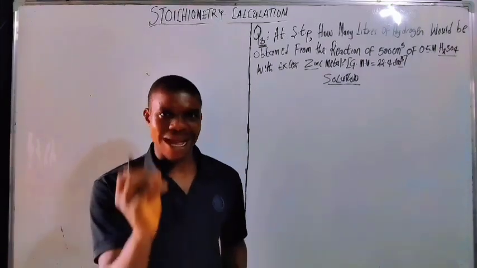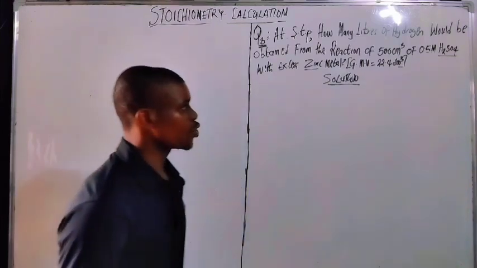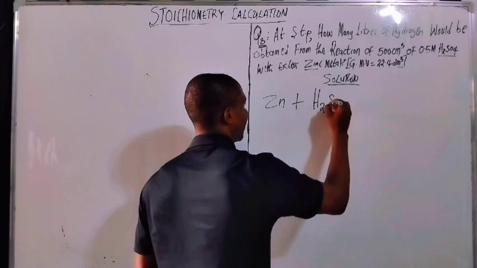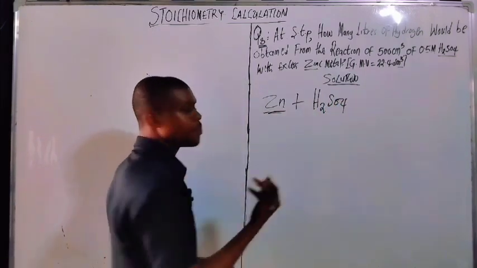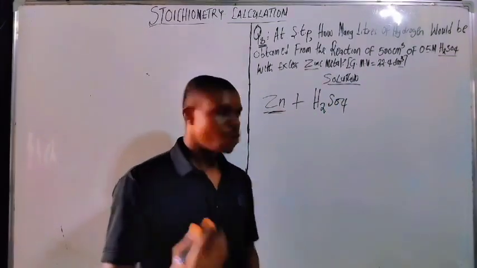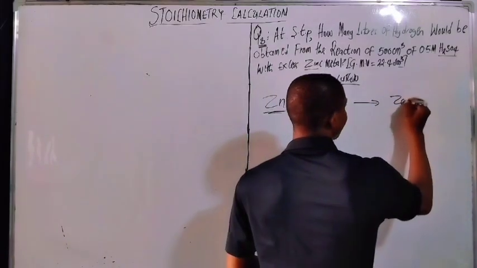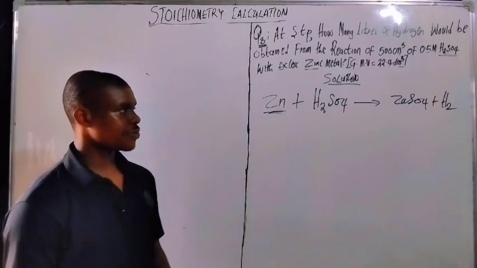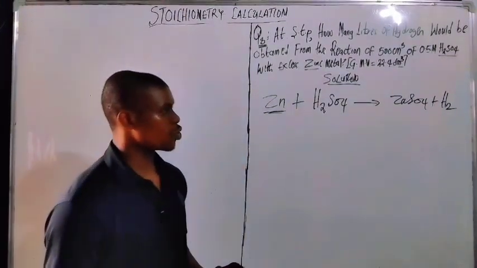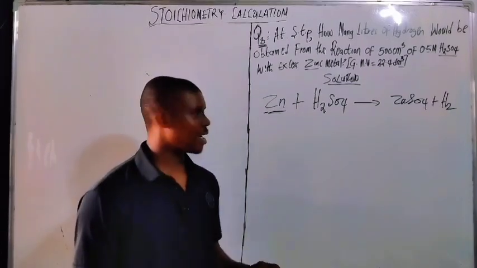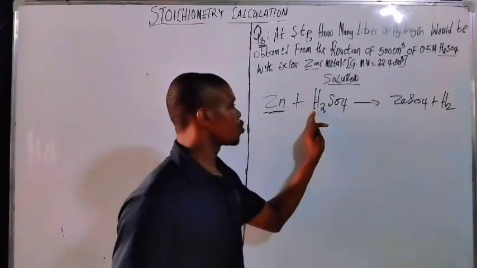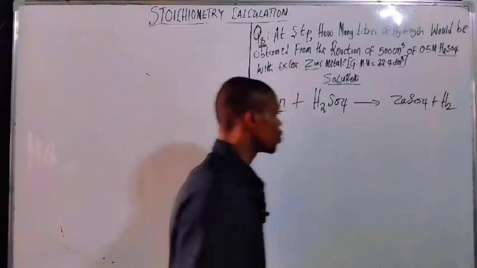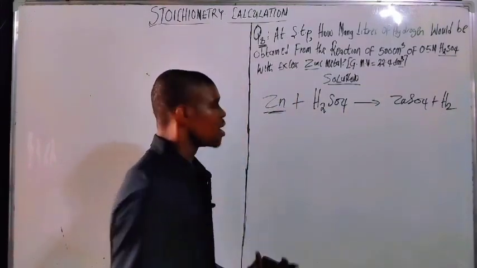Before you solve any question, write out a balanced chemical equation. So the balanced chemical equation here is zinc plus H2SO4. Here we have zinc metal. The oxidation state of zinc metal is 2. So you get ZnSO4 plus hydrogen gas. That is it. This is the balanced chemical equation. Let's check if it's balanced: 1 zinc, 2 hydrogen, 4 oxygen, 1 sulfur. It is already balanced, right?